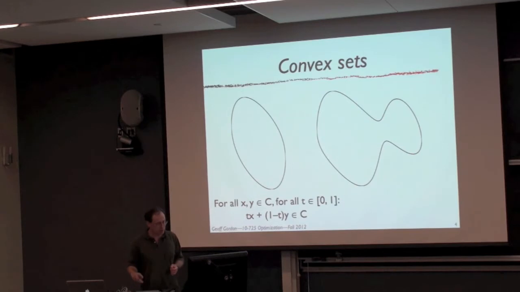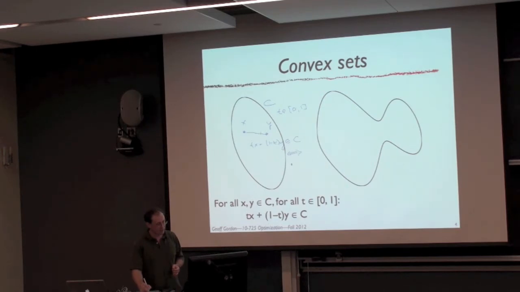So you probably have seen this definition earlier, but the definition is if you take 2 points, x and y, in our convex set C, and you take some real number t, which is in the interval 0, 1, right? So that means that you're drawing a line between x and y, and taking some point along that line, right? So this is tx plus 1 minus ty, right?